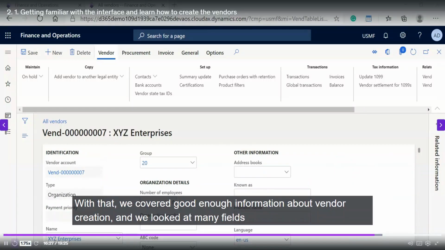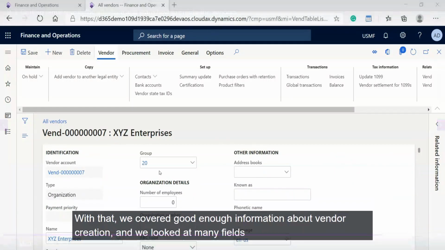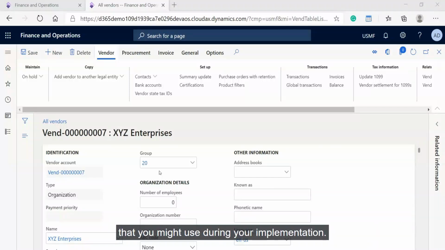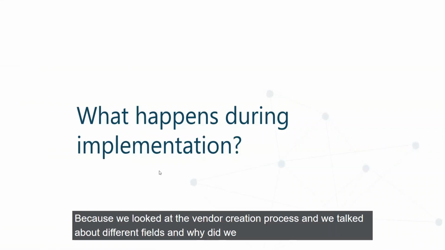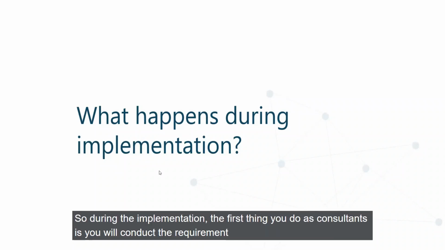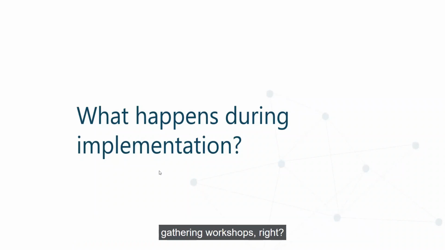With that, we covered good enough information about vendor creation, and we looked at many fields that you might use during your implementation, right? Next, I want to give you an understanding of what happens during the implementation. We looked at the vendor creation process and talked about different fields, and why we need to know all of them. During the implementation, the first thing you do as consultants is conduct requirement gathering workshops.